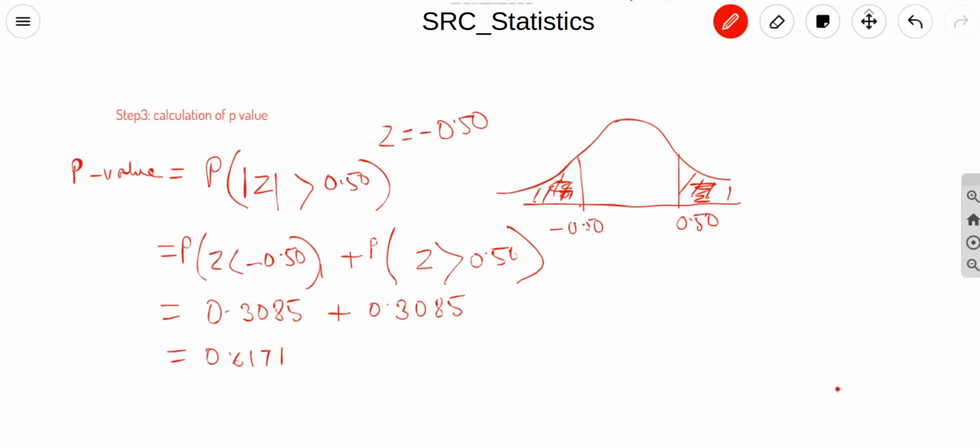Next is comparing the p-value with the significance level to come to the decision. How do we come to the conclusion with the p-value method? We compare the p-value with the level of significance. Here the level of significance is alpha equal to 0.05 and the p-value is 0.6171. We can clearly see that the p-value is much greater than 0.05. Therefore, we fail to reject H0.